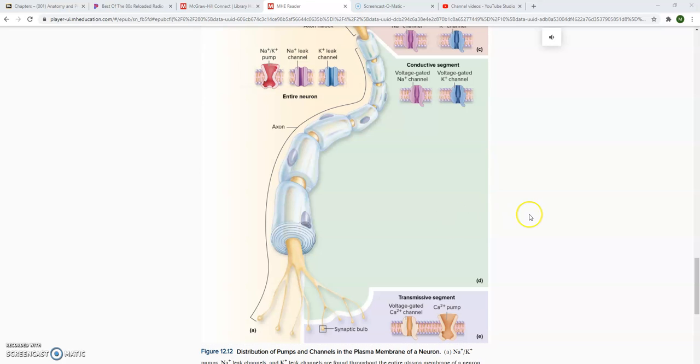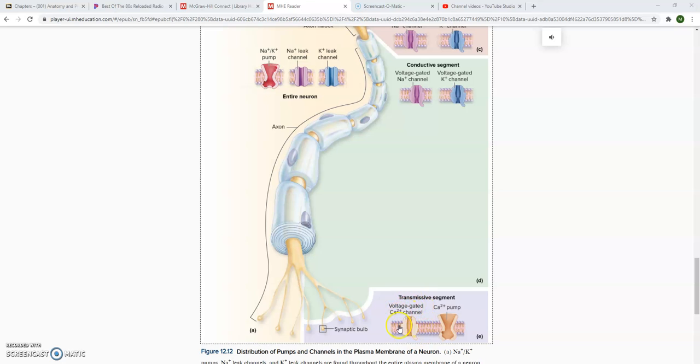All right, now we are down to the last part of our neuron, which includes these little axon terminals, also called synaptic bulbs. That part of the neuron is the transmissive segment, because those are the parts of the neuron where we get the release of a neurotransmitter that will be transmitted to the next cell, whether it's another neuron, a muscle cell, or a gland cell. So here in the axon terminals, or synaptic bulbs, you will find voltage-gated calcium channels, and we talked about those when we talked about muscle contraction.